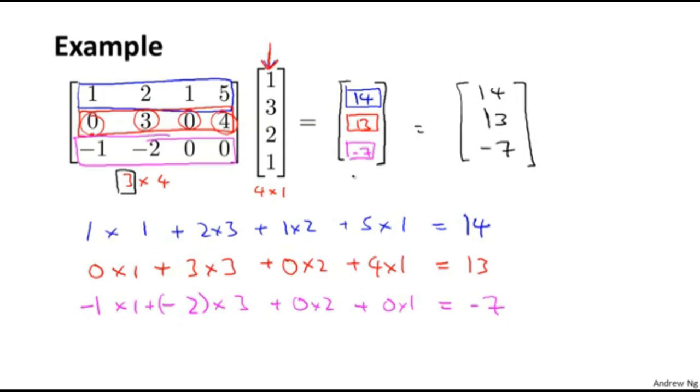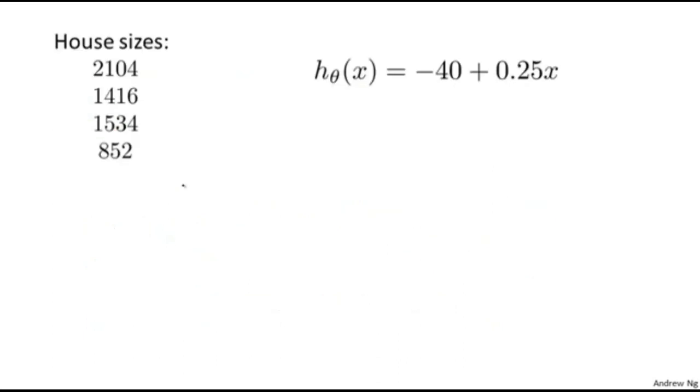And as promised, the result here is a 3 by 1 matrix. So that's how you multiply a matrix and a vector. I know that a lot just happened on this slide, so if you're not quite sure where all these numbers went, feel free to pause the video and take a slow, careful look at this big calculation that we just did, and try to make sure that you understand the steps of what just happened to get us these numbers 14, 13, and negative 7.